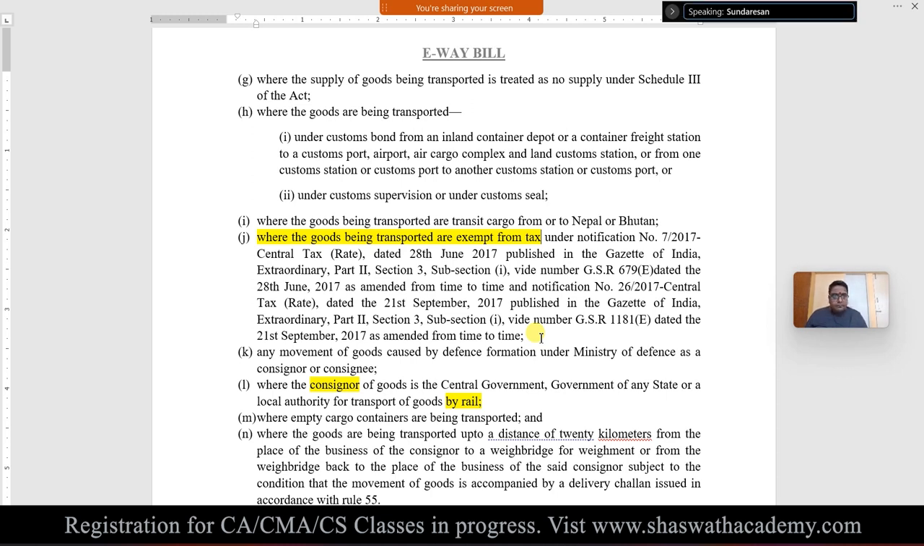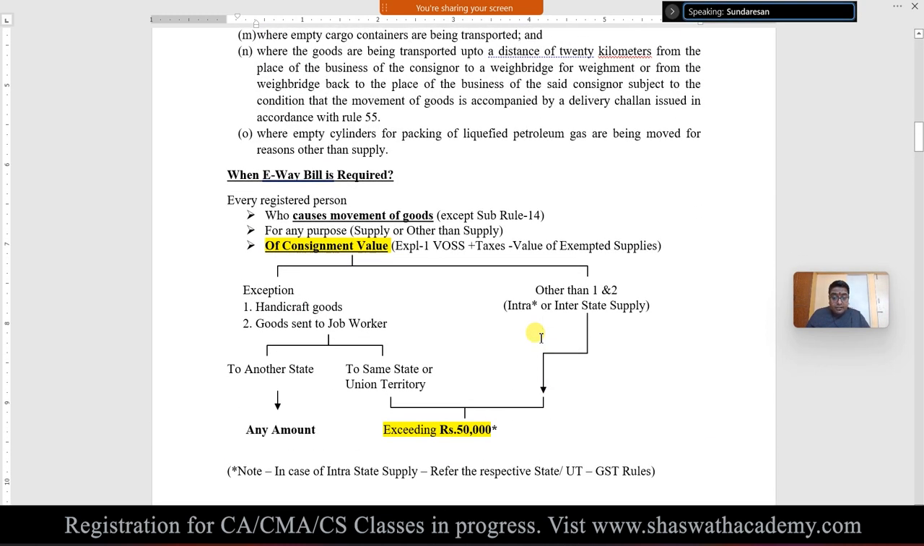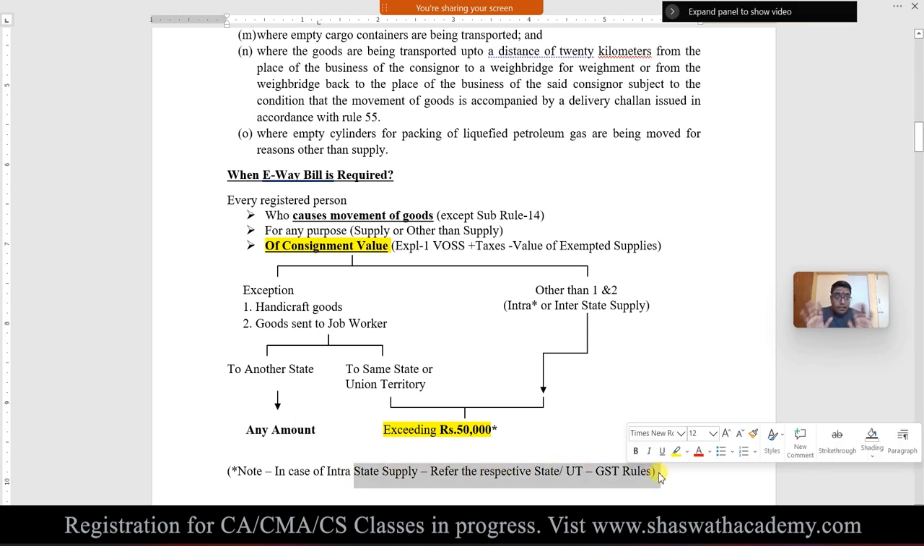Sir, again, just summarizing. You say in a transport of goods, even taxable and exempted goods both carry that a taxable goods value consignment is above 50,000 for intrastate, it requires an e-way bill, and above 1 lakh for interstate, only for taxable. For intrastate, please refer to the chart I have shown. For intrastate, don't refer to 1 lakh. For intrastate, please go by the respective state limit.